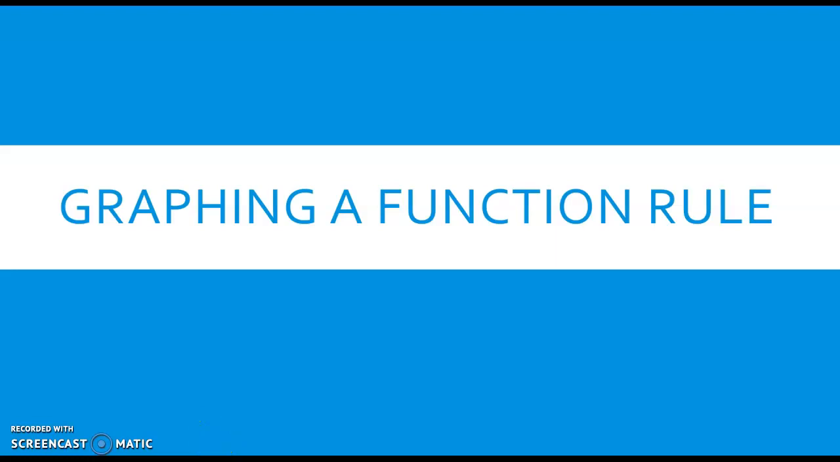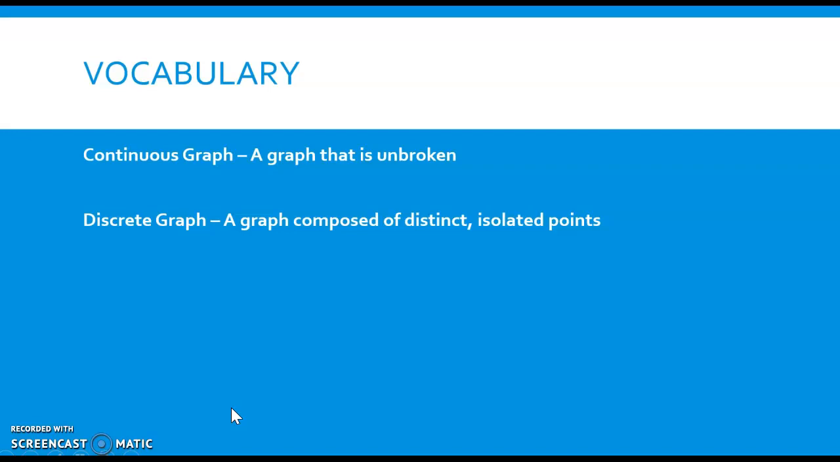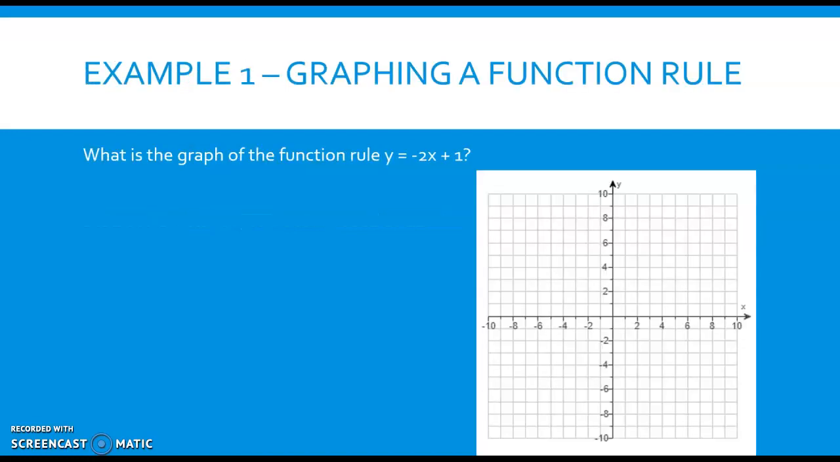All right, 8th grade. So today we're talking about graphing a function rule. Things that we need to know: a continuous graph is a graph that's unbroken, and a discrete graph is a graph composed of distinct isolated points, and we'll get more into that vocabulary later.